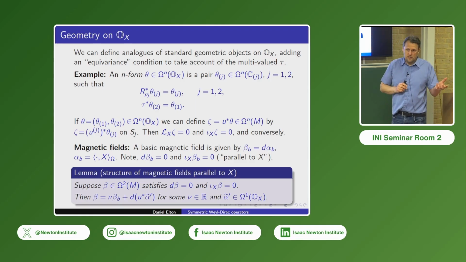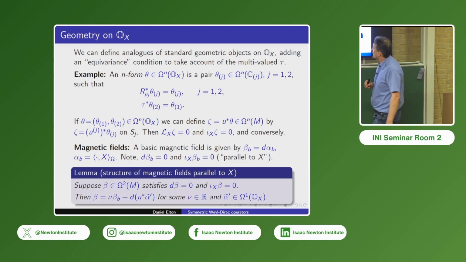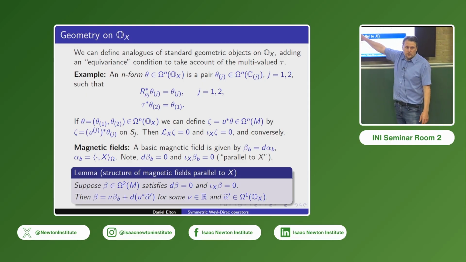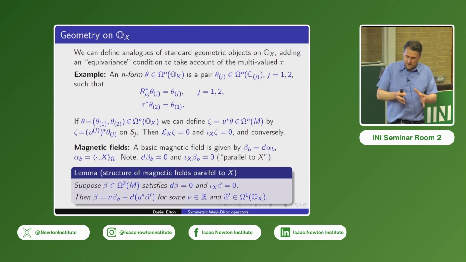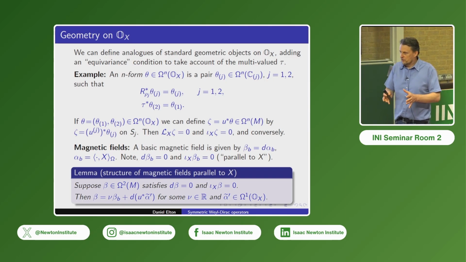Take the exterior derivative of that, you get a magnetic field. That magnetic field is parallel to X. That's the condition that we want there. So no matter which one of these conformal Killing fields you choose, you can always generate at least one magnetic field that's parallel to X. So it's a non-empty problem set we're looking at.